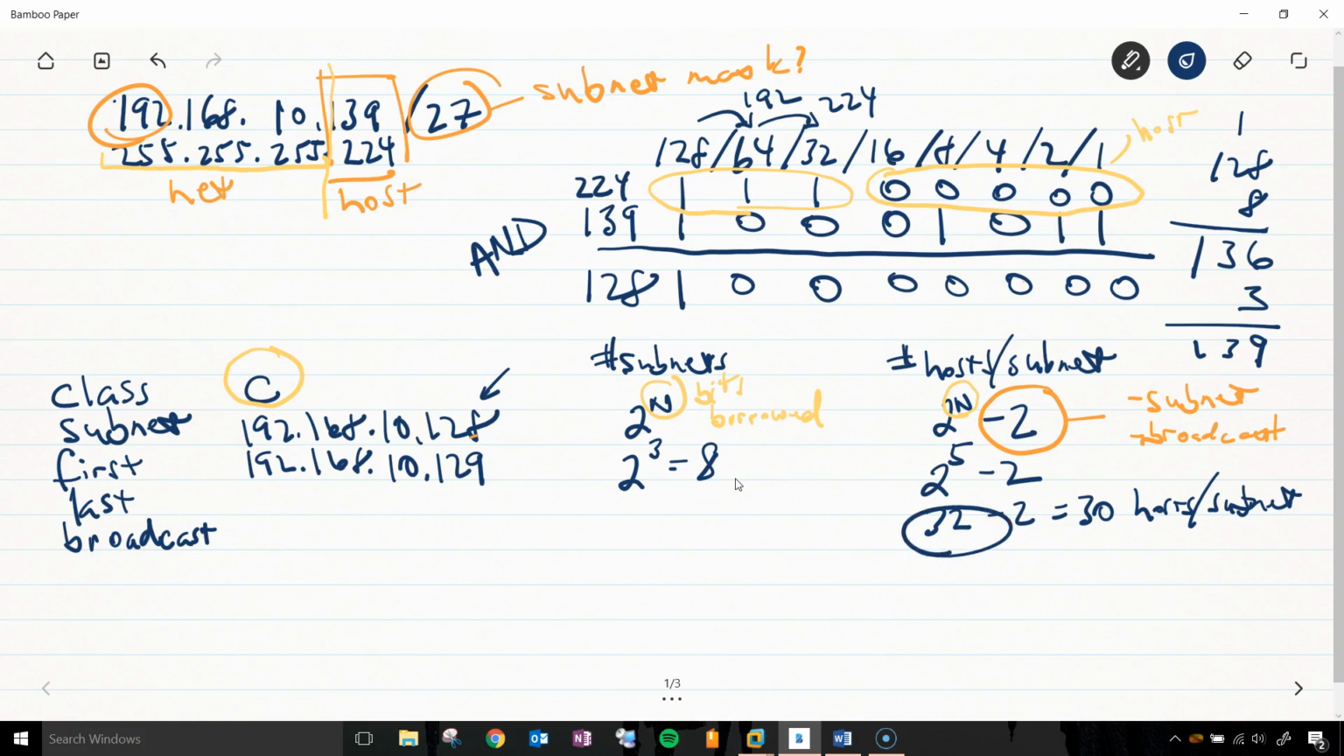Okay, so if we take this number, 32, we knew that the subnet begins at 128. If we add 32 to it, it gives you 160. This is where the next subnet begins, at 160. So we have between 128 and 159 for this subnet. The very last address being a broadcast. The one before that being the last usable host.